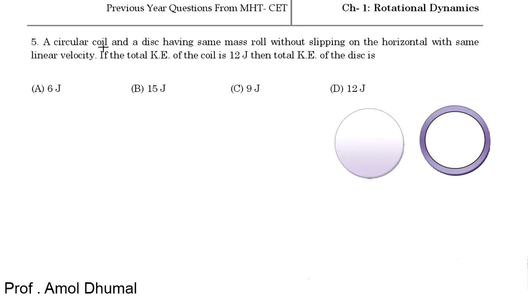Next, a circular coil and a disk having same mass roll without slipping on the horizontal with the same linear velocity. They have same linear velocity. If the total kinetic energy of coil is 12 joule, then the total kinetic energy of disk is.